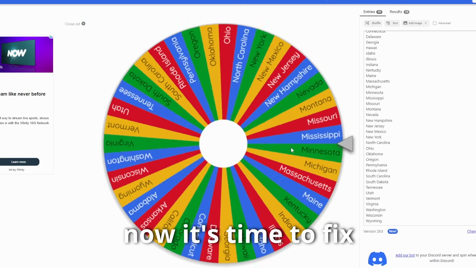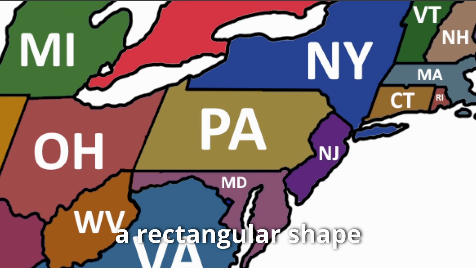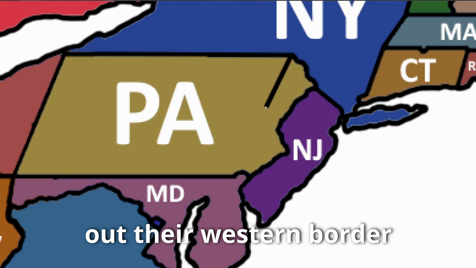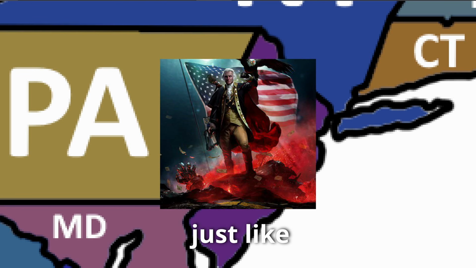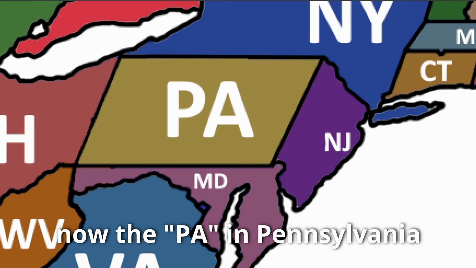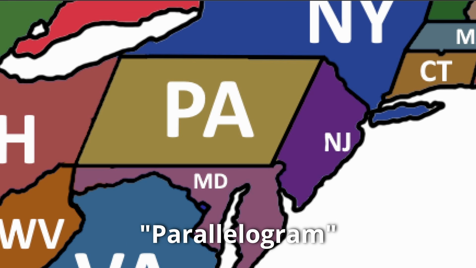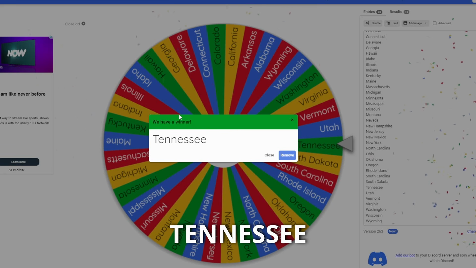Alright, now it's time to fix Pennsylvania. You know, Pennsylvania's always been a rectangular shape, but I think it's time we finally finish the job. Just give this part of Erie to New York, and then we'll straighten out their western border just slightly. Of course, it'll all go to New Jersey, just like George Washington intended. And there we go. Now the PA in Pennsylvania no longer stands for Pennsylvania. Now it stands for parallelogram. Very geometric. Next state being fixed is Tennessee.